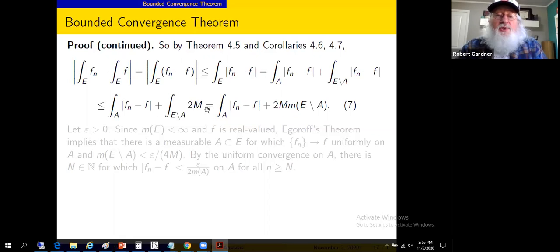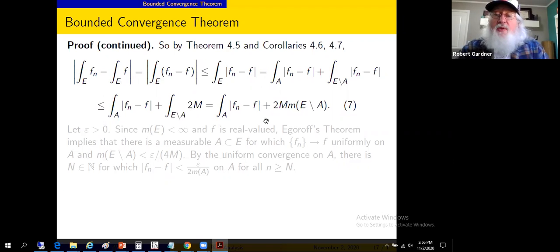This is a constant function, which is a simple function, I guess. And then we can write that integral simply as the constant times the measure of the set. We're integrating over the set E minus A. So we can get the absolute value of the difference to be less than or equal to this, regardless of what set A is.